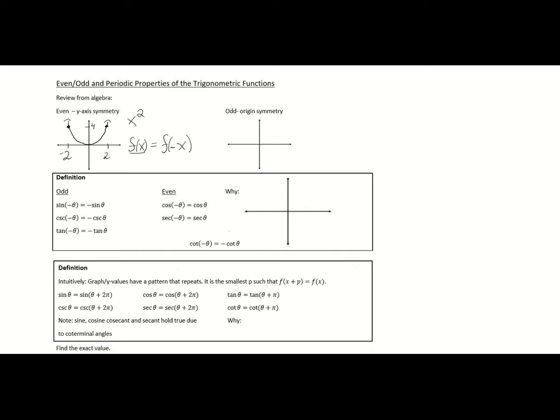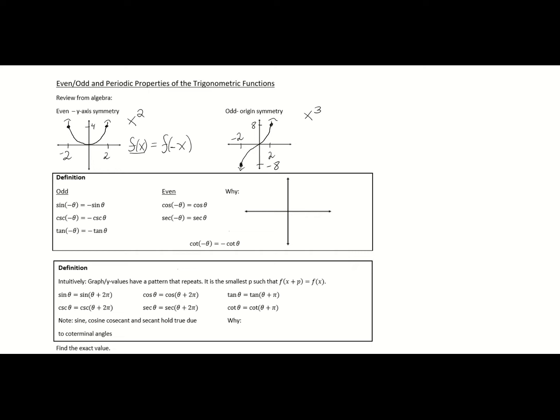Now, odd is the fancy word for saying origin symmetry, and the most common function we use for this is x cubed, so it's going to be the function that looks like this. So for example, if we were to pick 2 here, not drawn to scale, then that will be 8. And if we pick negative 2, it won't be 8 anymore because when you cube, it stays negative. It will be negative 8. So what happens is it mirrors to the negative version of the point.